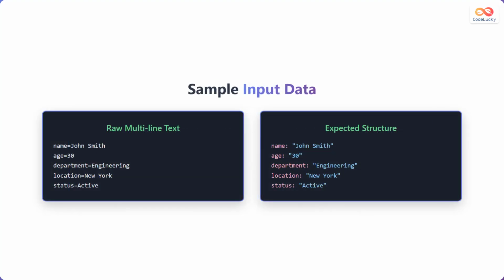To understand how multikv works, let's examine a typical input scenario. On the left, you see raw multi-line text containing key-value pairs separated by equals signs. Each line contains a different piece of information. Name equals John Smith, age equals 30, department equals engineering, location equals New York, and status equals active. On the right, you see how this data should be structured after processing. Each key becomes a field name, and each value becomes the corresponding field value, creating organized, searchable data from the original unstructured text.